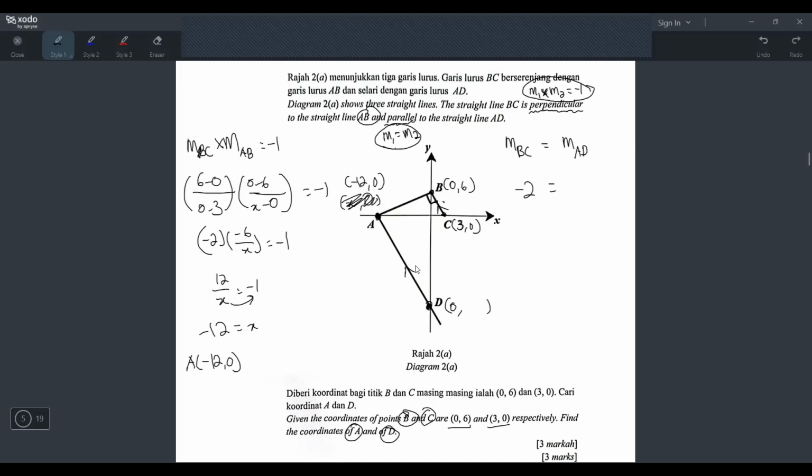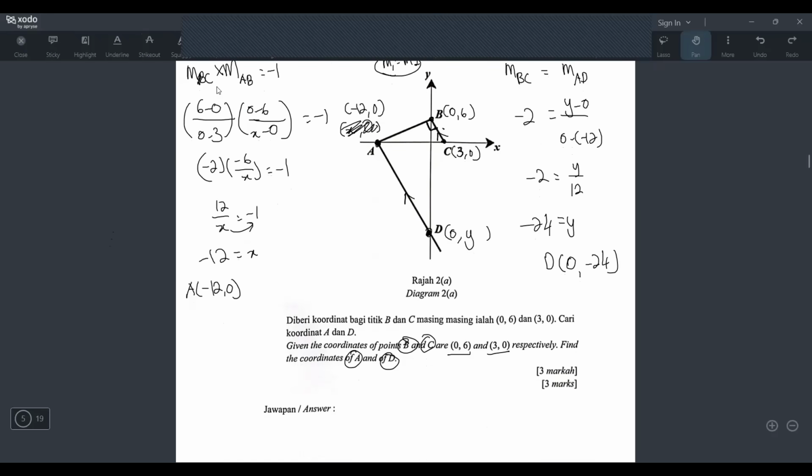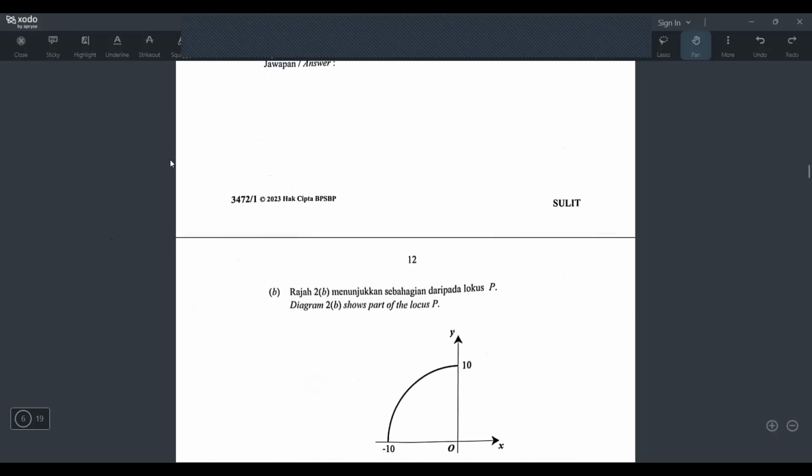And for the AD gradient, you can find it now. Just take the y coordinate minus y coordinate, divided by x coordinate minus x coordinate. Since I don't know this one, I'll just call it y. So it'll be y minus 0 divided by 0 minus -12. So it'll be y over positive 12 equals -2. So now y equals -24. And therefore your point D is 0, -24. So this is your point A coordinate, and this is your point D coordinate. Is that what they asked for? Yeah, so that's the answer. So we're finished already.